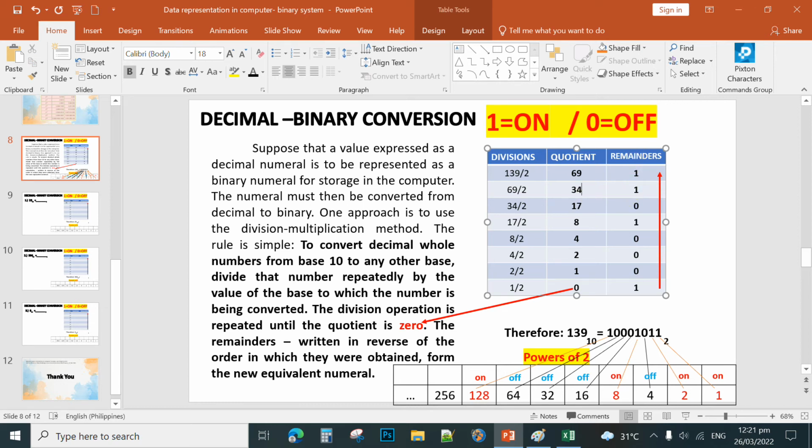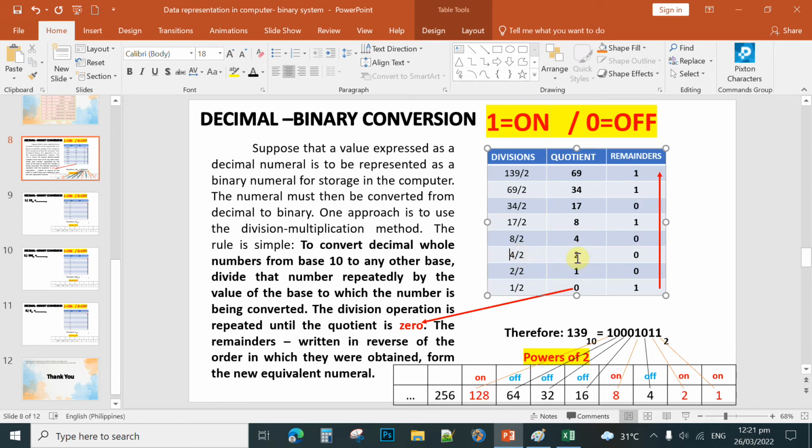Again, you copy 34 divided by 2, that's 17. There's no remainder because 17 times 2 is 34, meaning 0. Next, you copy 17 here at the bottom, then divide by 2, that's 8. Since 8 times 2 is only 16, there is a remainder 1. Next, you copy the 8. Divided by 2, that's 4, and there is no remainder because 4 times 2 is 8.